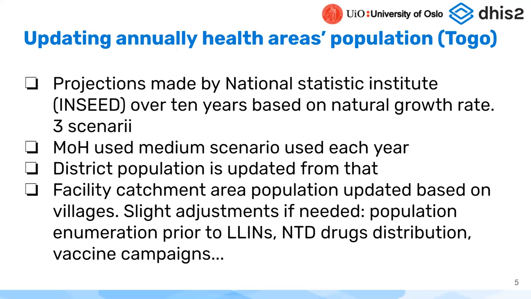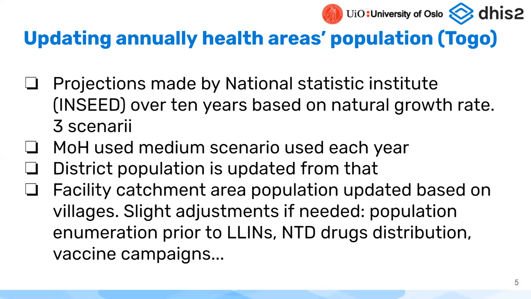So from this GCPH data, the National Statistics Institute, we call it INSET here in Togo, makes projections for the upcoming 10 years based on natural growth rate. Those projections are made annually, and you have the big document for the 10 upcoming years. And then they make three scenarios: a low level scenario, a middle level scenario, and a high level scenario.